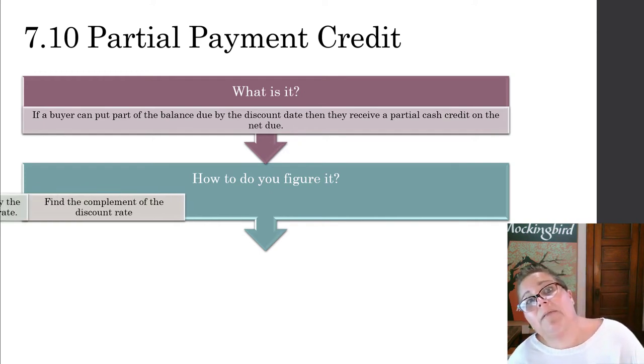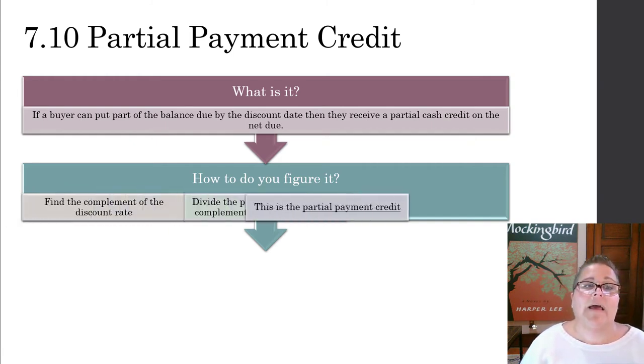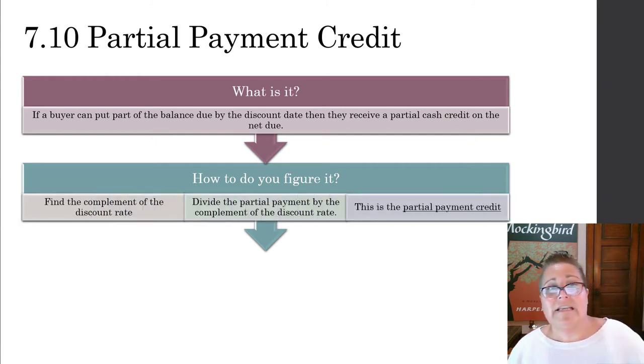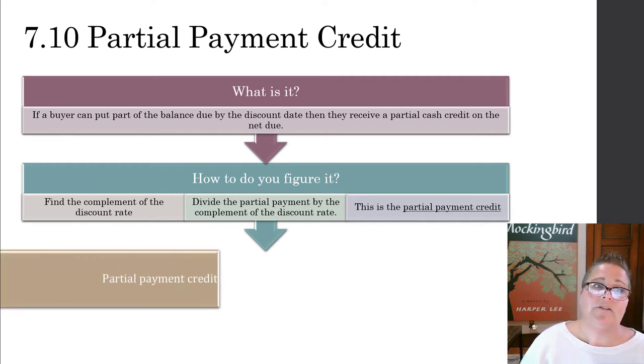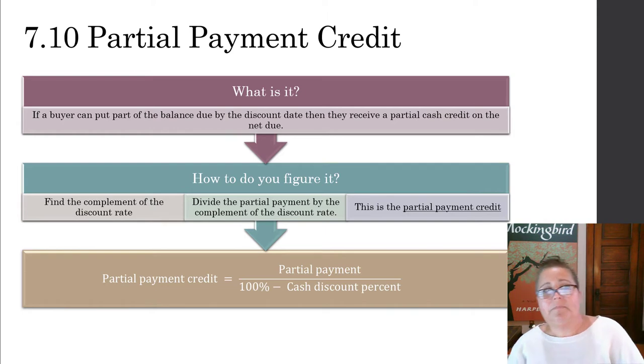We find the complement of that discount rate, and we divide the partial payment by that complement. This is what's known as a partial payment credit. The formula for a partial payment credit is listed here. It is the partial payment amount divided by the complement of the discount rate.